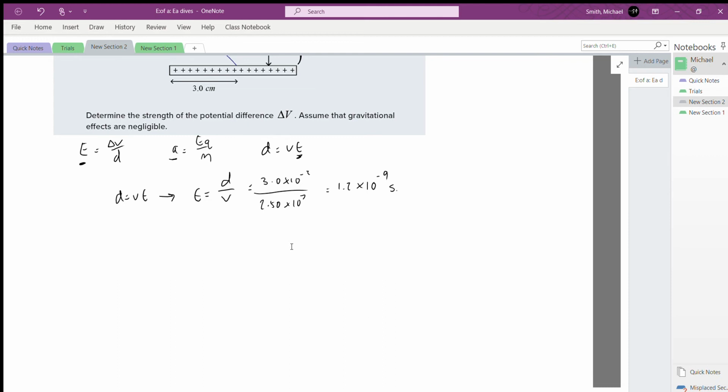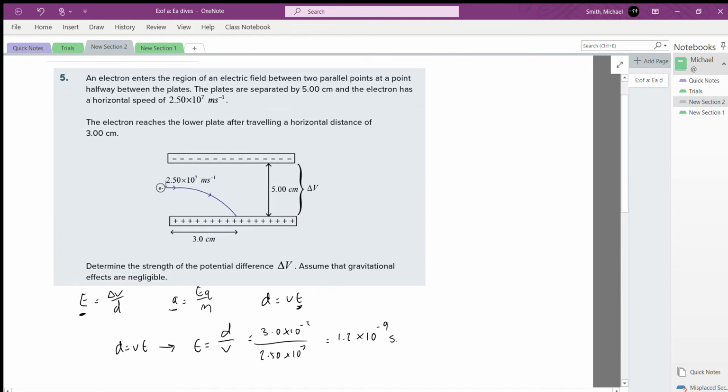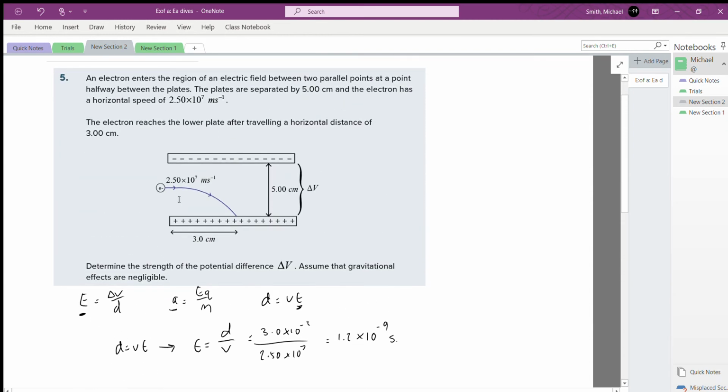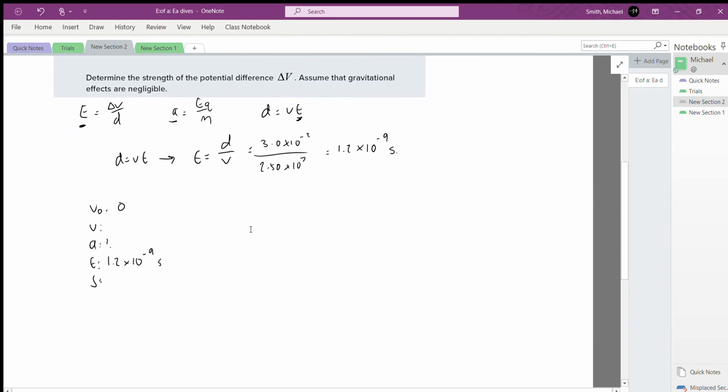So here we have V0, V, A, T, and S. V0 is 0 because the initial vertical velocity is 0. We don't know V. We're trying to work out the acceleration. The time is 1.2 times 10 to the power of minus 9 seconds. And the vertical distance traveled is 2.5 centimeters because it enters halfway between the two plates. So here this will be 2.5 times 10 to the power of minus 2.